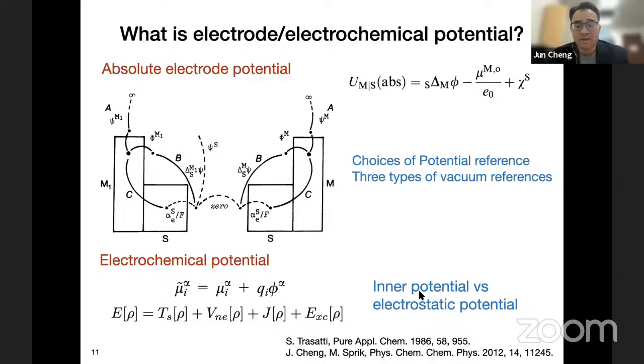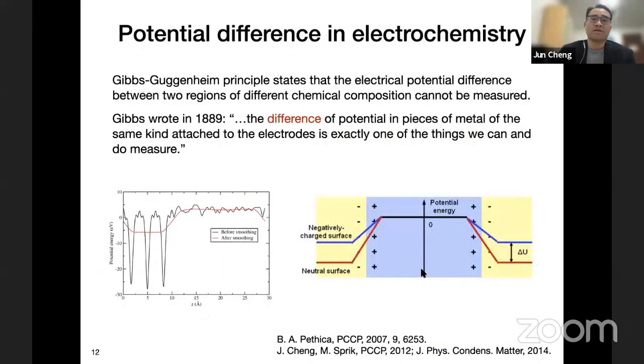But that actually goes to the so-called Gibbs-Guggenheim principle. It actually states that the electrical potential difference between two regions of different chemical composition cannot be measured. The two equations I showed you in the last slide are really the sum of a chemical part and an electrostatic part.